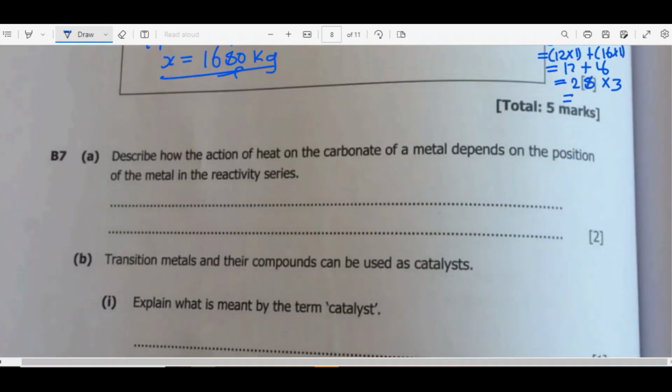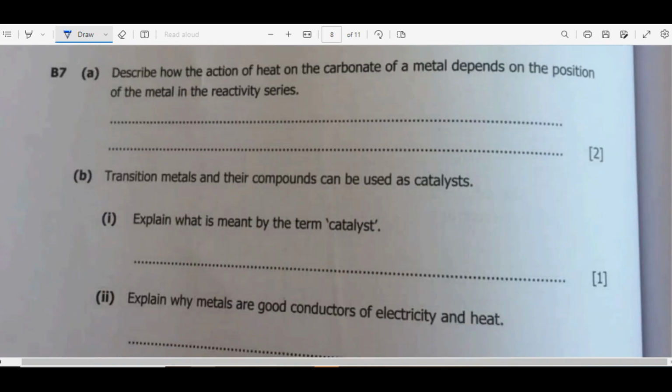Let's move on to question 7a. Describe how the action of heat on the carbonate of a metal depends on the position of the metal in the reactivity series. We are looking at decomposition. For example, calcium carbonate when heated decomposes to form calcium oxide plus carbon dioxide. Take note that the metal in the carbonate here is calcium. Calcium is in group 2.